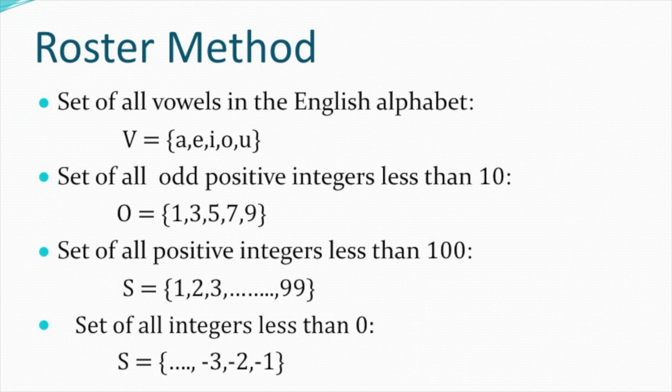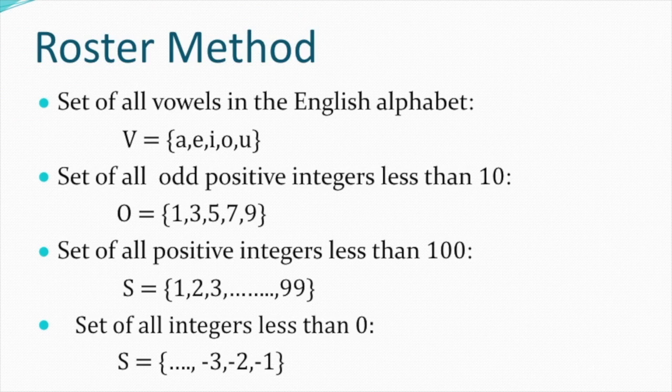So basically we have 1, which is an odd positive integer. This is the relationship between the elements in the set. Now 3 is as well an odd positive integer, and it's also less than the number 10. Now take, for example, the set of all positive integers less than 100.